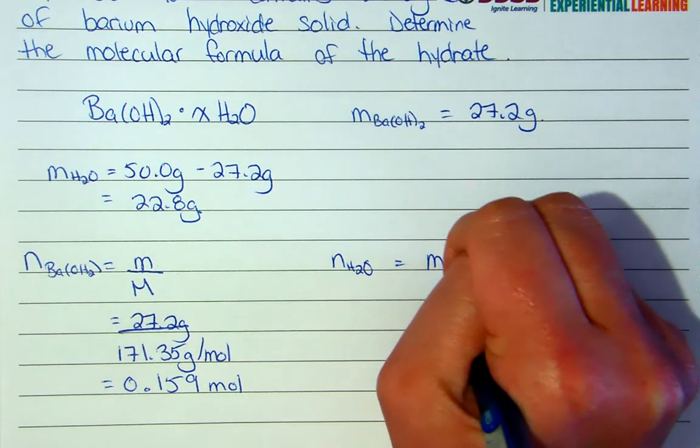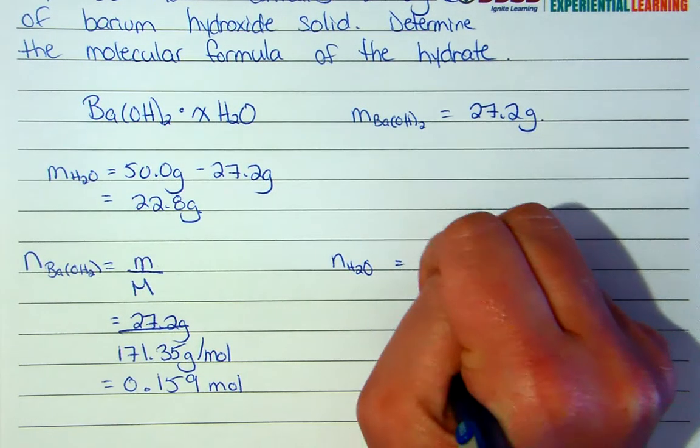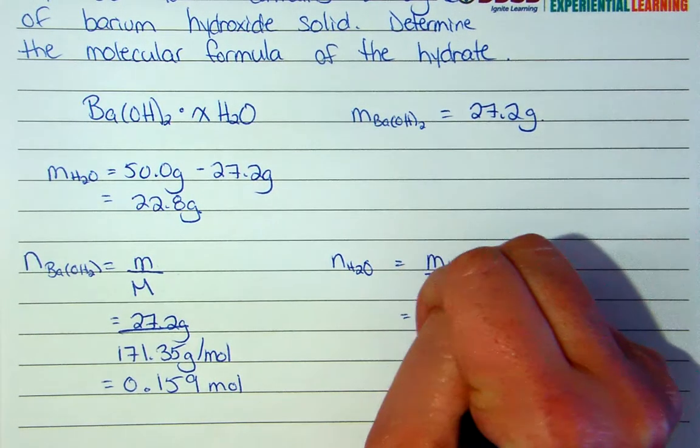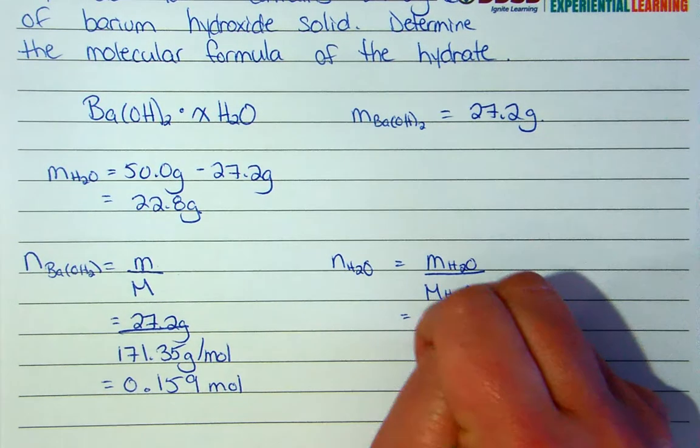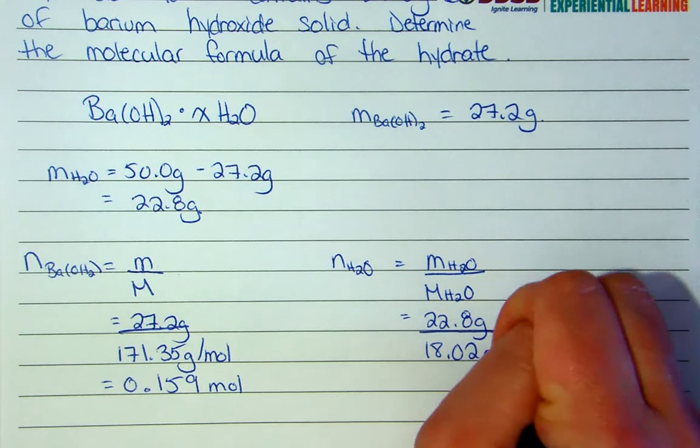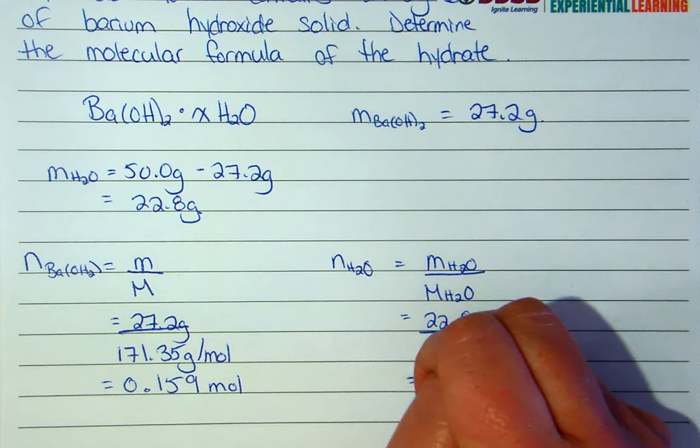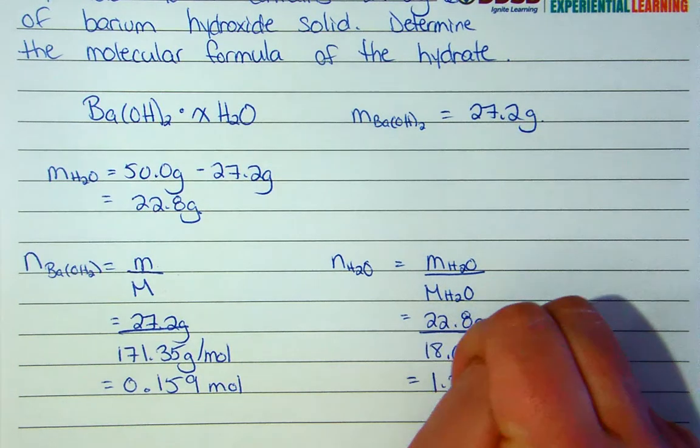Let's find the number of moles of water that are present in this sample. So again, we'll take the mass of the water present divided by the molar mass of the water. So 22.8 grams divided by 18.02 grams per mole. And that gives us 1.27 moles.